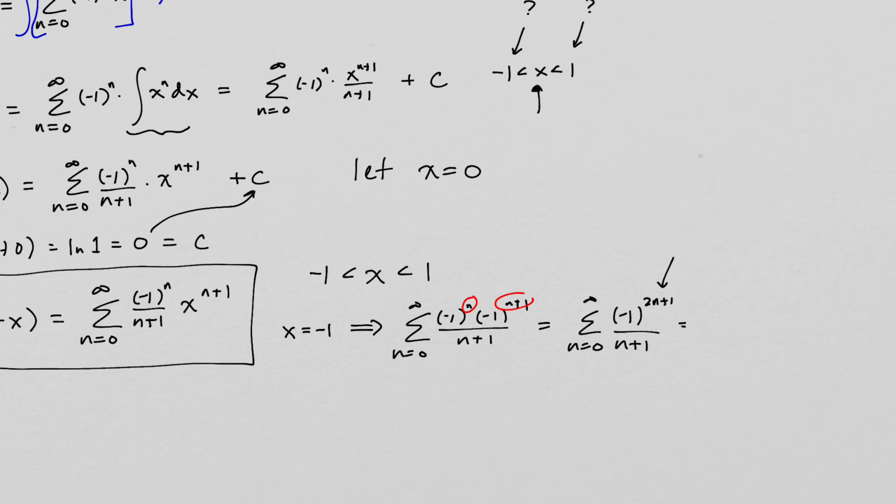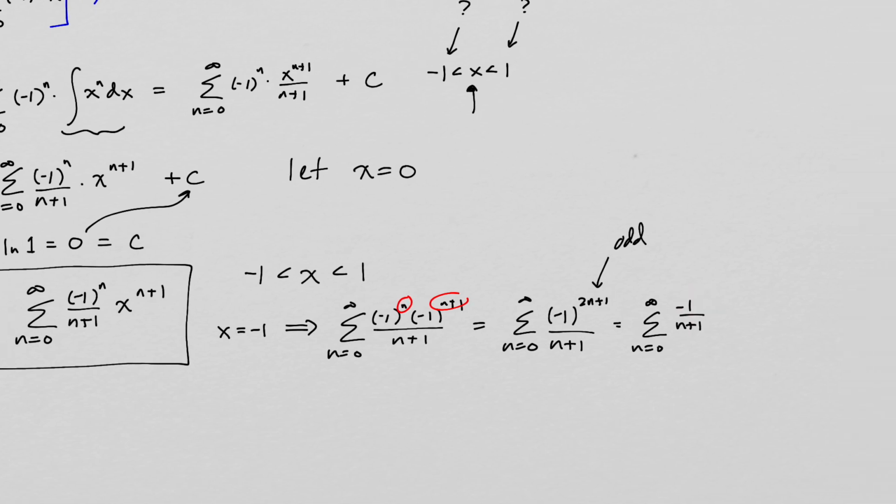But 2n plus 1 is always an odd number for any integer n. So this becomes the sum n equals 0 to infinity of negative 1 over n plus 1, right? Because negative 1 raised to an odd power is negative 1. And this diverges. It diverges because this is the negative harmonic series. It's the harmonic series where every term is negative.